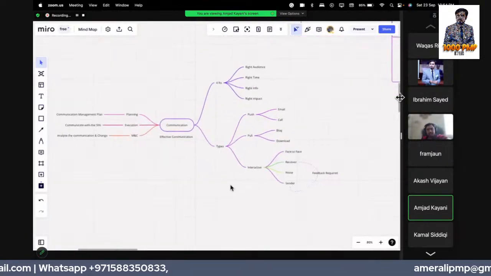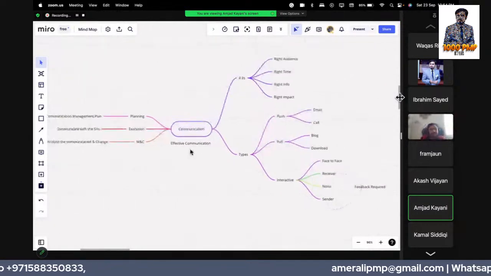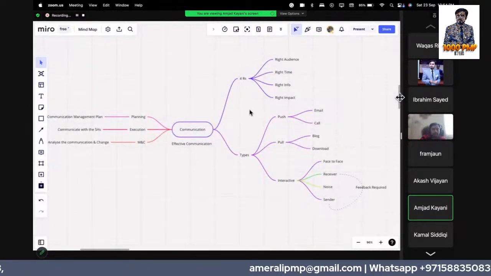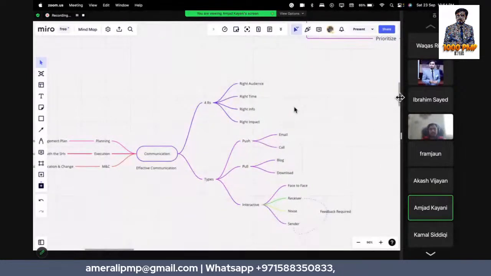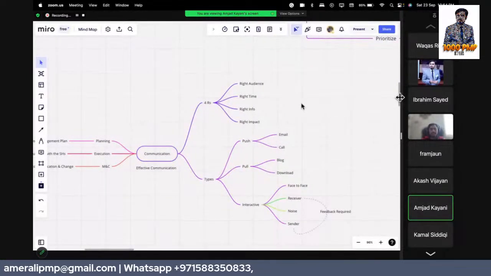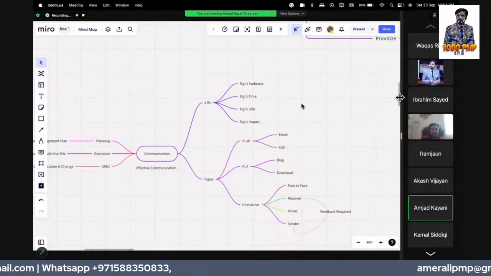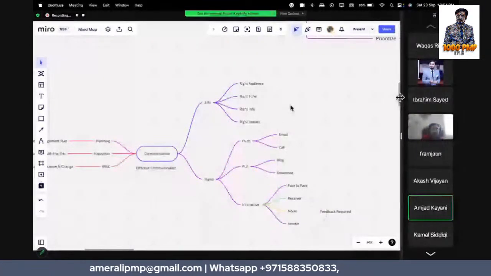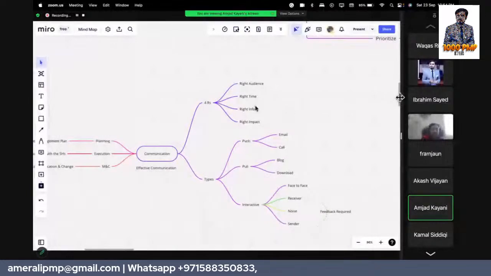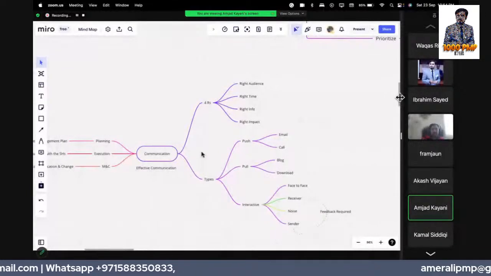So communication, the basic rule in communication is that it has to be effective communication in order to excel in the organization. There are 4 R's of communication. There should be the right audience, who you are giving the information to, at the right time. It should be the right amount of info, and the right impact. It should resonate with the audience.